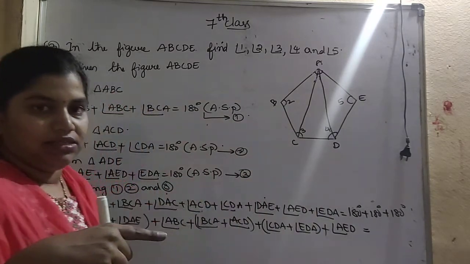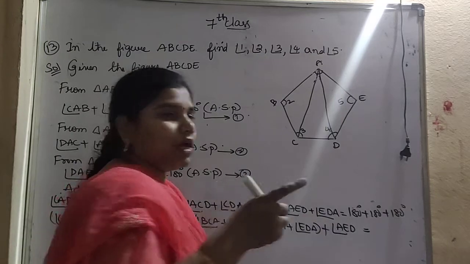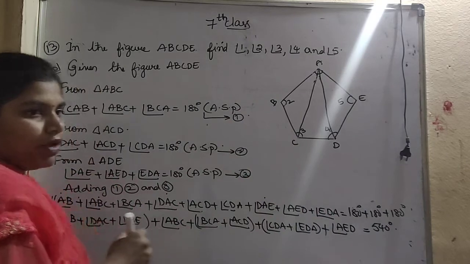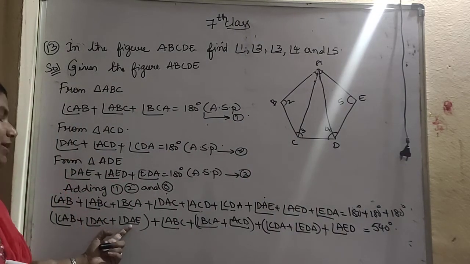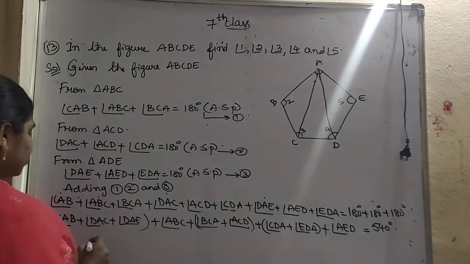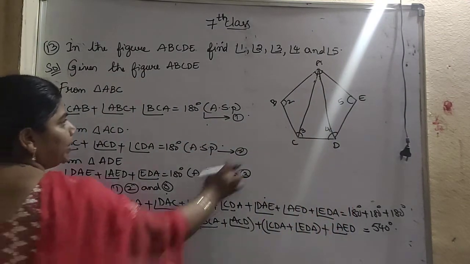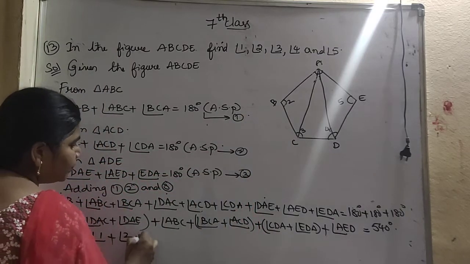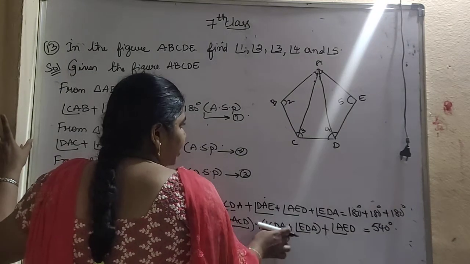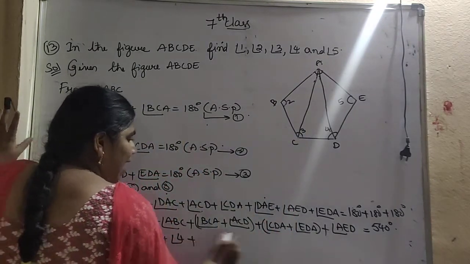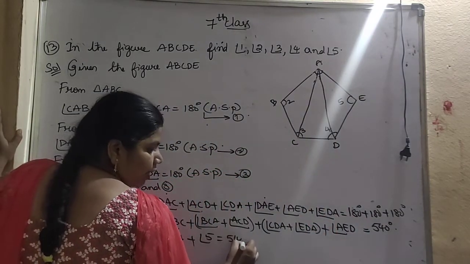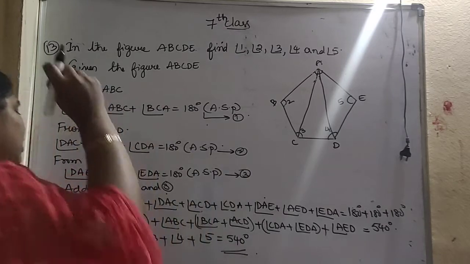180 plus 180 is 360. 360 plus 180 will be 540. So we got it as 540 degrees. Now these all are angle A's. Angle A is nothing but what? It has been represented with angle 1. So this is angle 1 plus angle B is nothing but angle 2. Angle C is nothing but angle 3. Angle D is nothing but angle 4. Angle E is nothing but angle 5. That will be equal to how much? 540 degrees. So this is our solution.